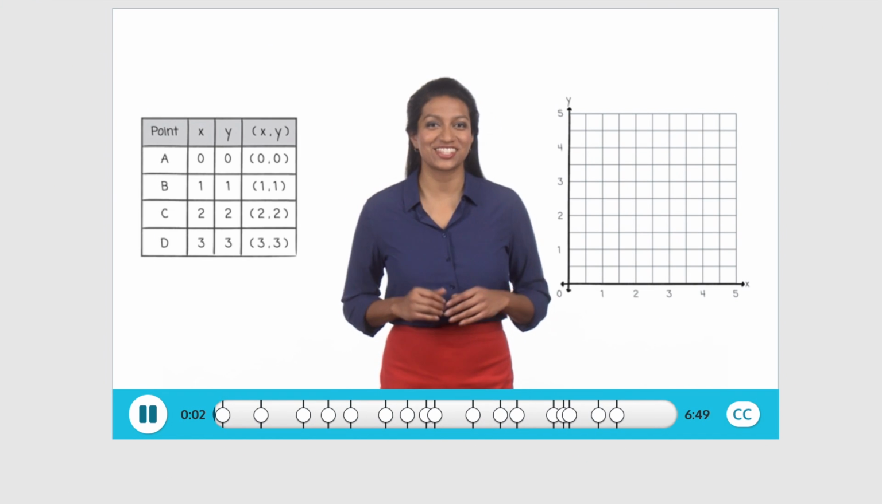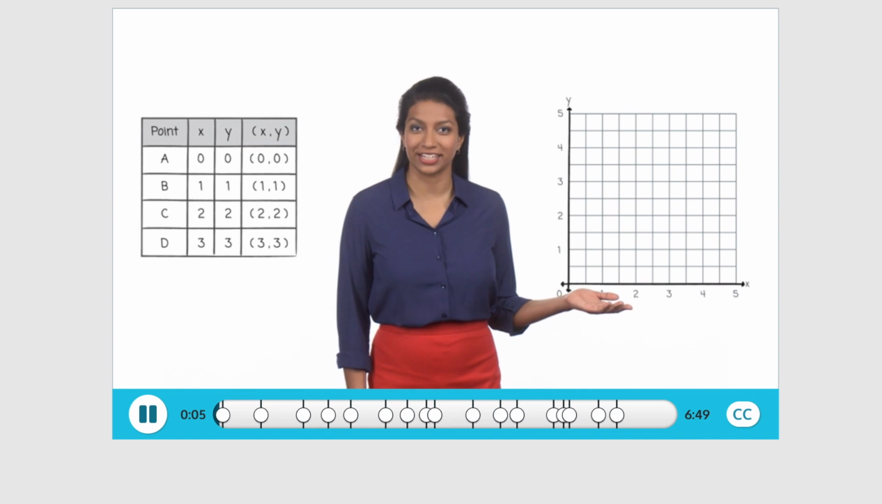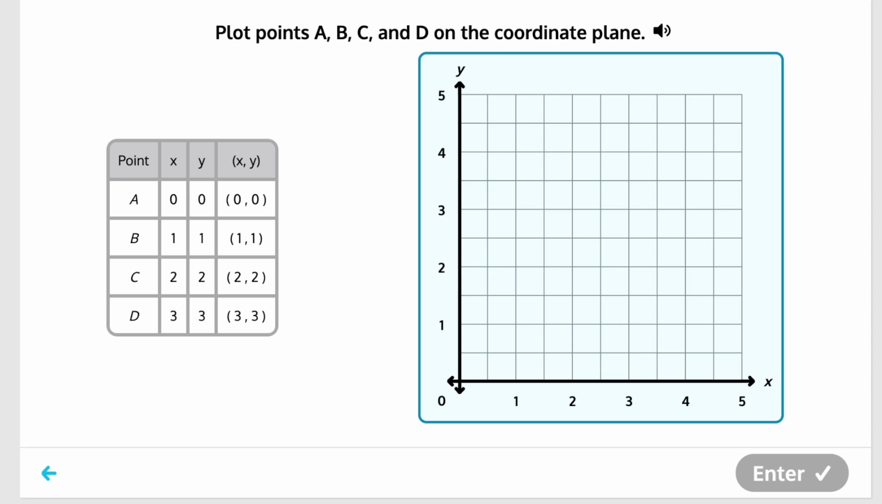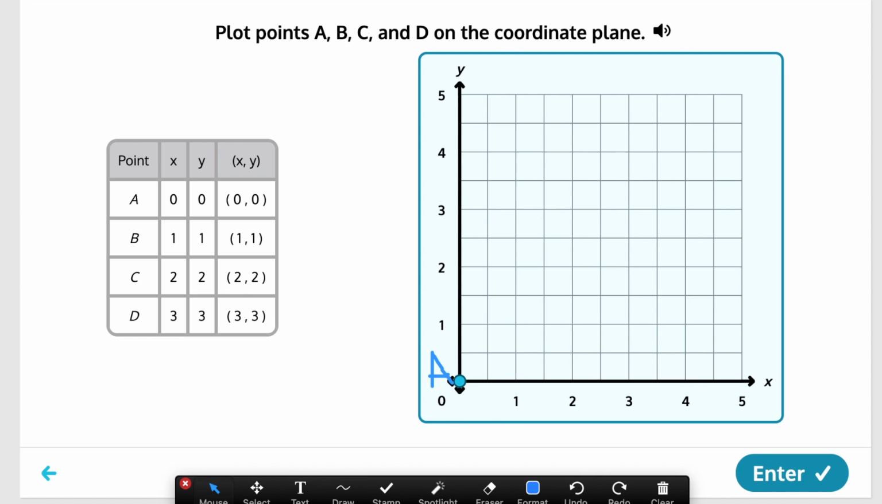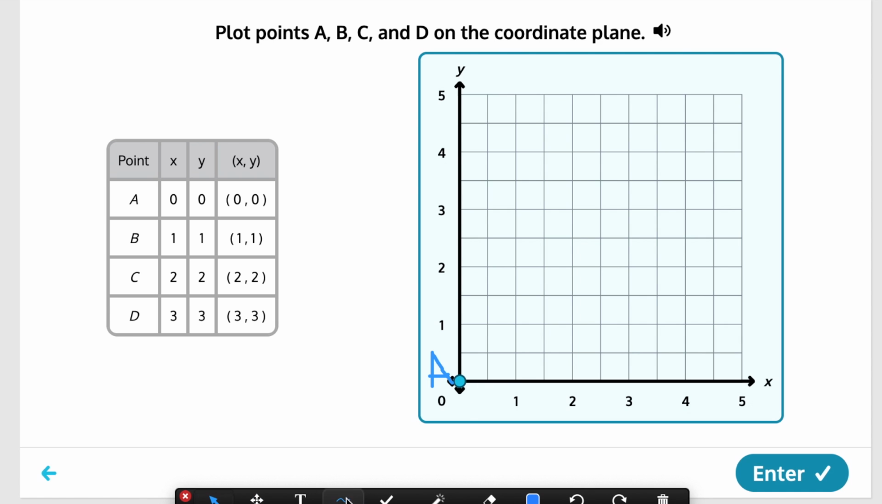Hey there, learner. Let's get started. Plot these points on the coordinate plane. All right, so let's plot the points A at 0, 0, B at 1, 1, C at 2, 2, and D at 3, 3. Okay, so A is at 0, 0, so right at the origin. B is at 1, 1, so I'm going to go over to 1 on the x-axis and then up to 1 on the y-axis. C at 2, 2. And D at 3, 3.